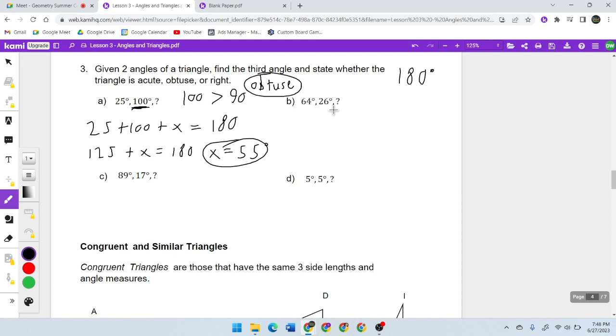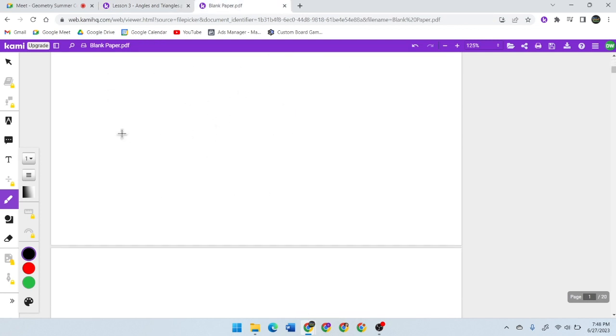Wait, even if one of your angles was 90, it would be a right triangle? Yes, you only need one angle to be right to be a right triangle. That's correct. As a matter of fact, it's impossible to have 2 right angles for a triangle. Let me prove it on this page. So let's say the first 2 angles are 90 plus 90. The third one's what you're solving for. And remember, all angles have to add up to 180 degrees.